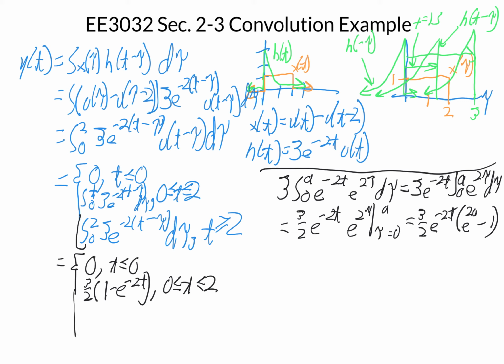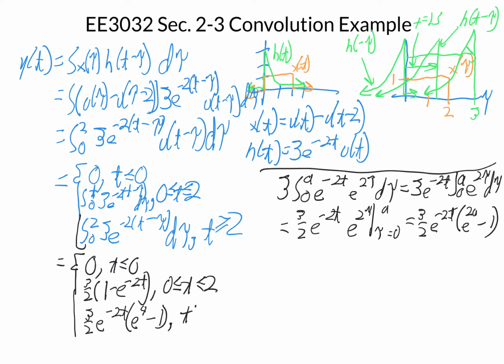And finally, for the last one, that one I won't multiply through. I have the e to the minus 2t, but now I substitute in the parameter a is 2, and so this becomes e to the 4th minus 1.